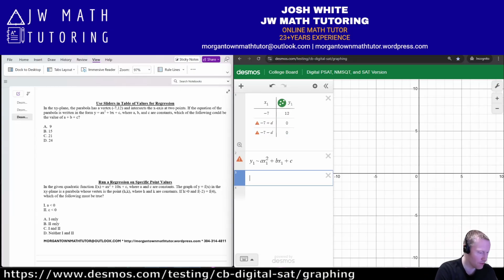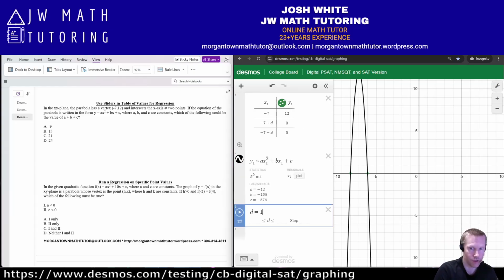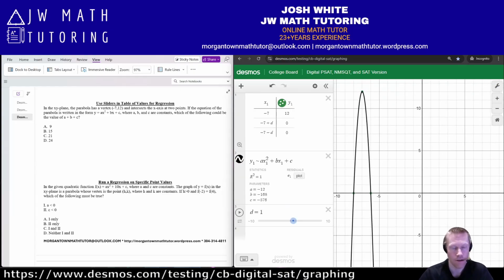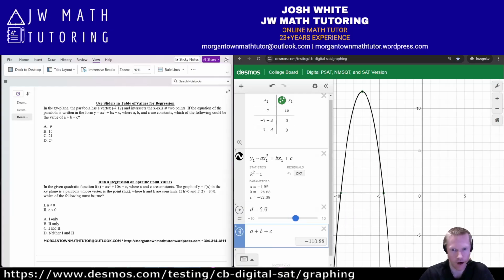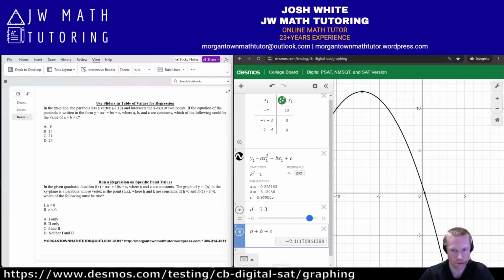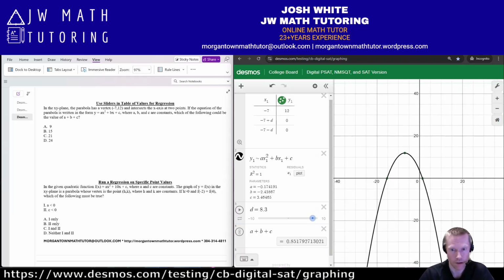So now I'm just going to set a slider for D, and my quadratic regression here has given me A, B, and C values. Notice here's my vertex at negative 7, 12. Here are my two intercepts. Good. So what you can do now is see what is the value of A plus B plus C. Notice this is some gigantic negative number. However, as I move the slider, notice it eventually gets to 0 right here, and then I'll just zoom out.